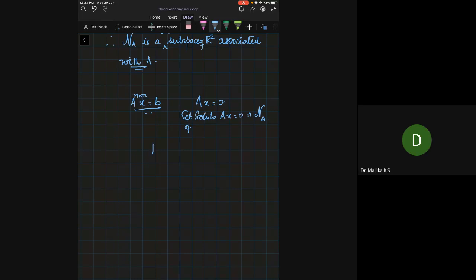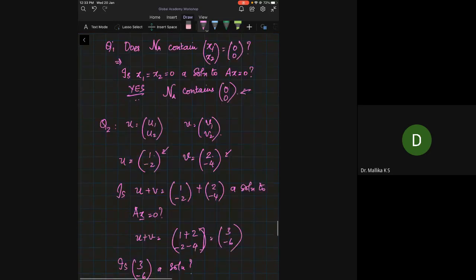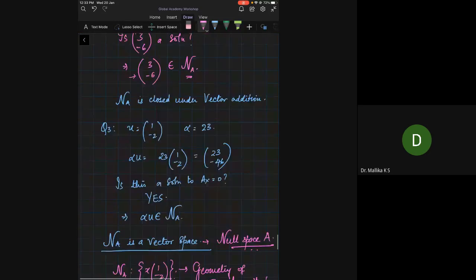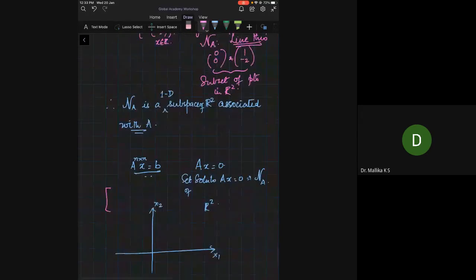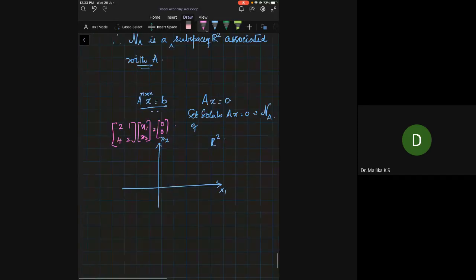We take this as x1 and this as x2, and this entire space is R2. Is that right? Now, what is the solution to this system of equations? What was the question that I had? 2x1 plus x2 is equal to 0, and 4x1 plus 2x2 is equal to 0. This is the equation that we had, and we were looking at the solution to this. What has it basically done?